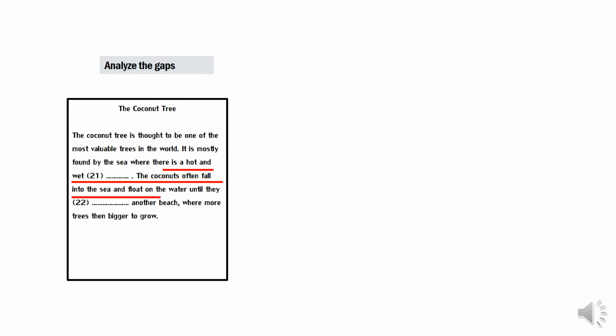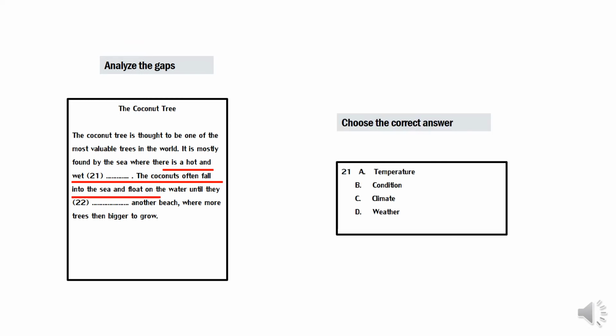Next is choosing the correct answer. So, before the gap, the sentence mentions that coconut trees grow close to the ocean and that there is something hot and wet. There is a lot of ocean in the world, so we are talking about something global and not just local. These are the possible answers.